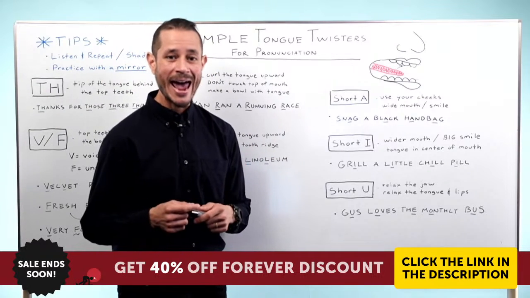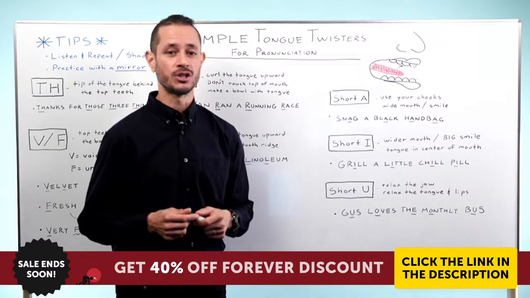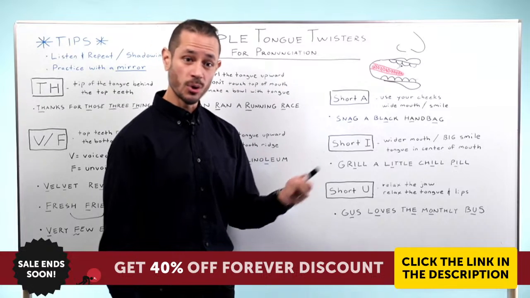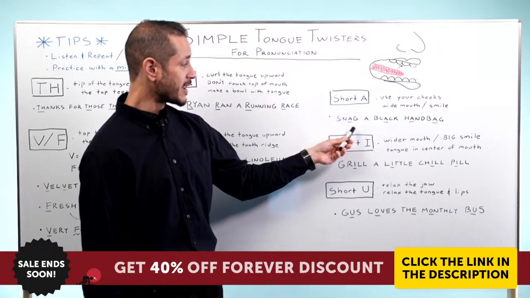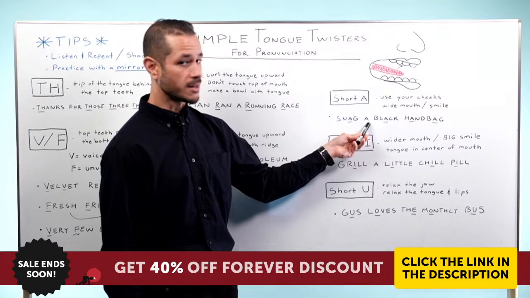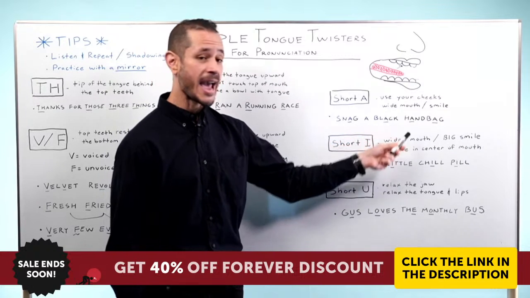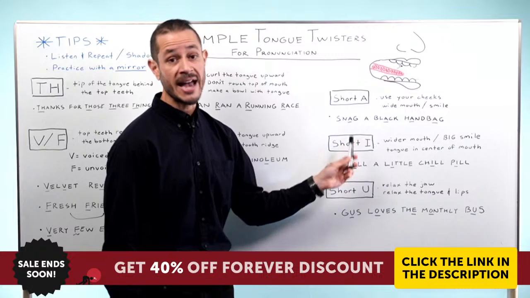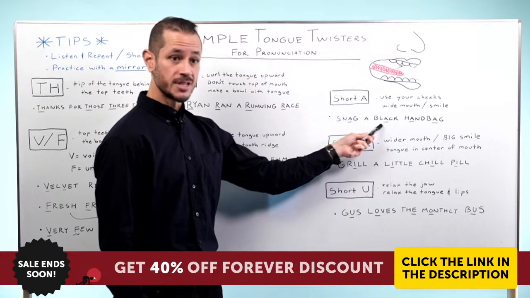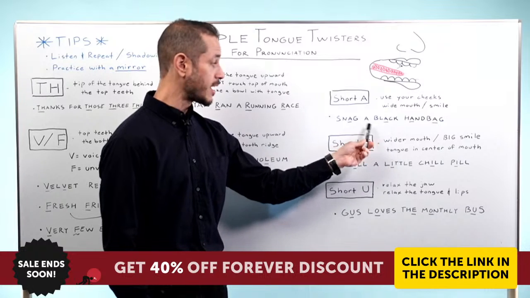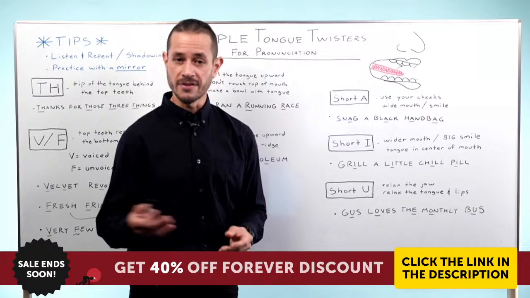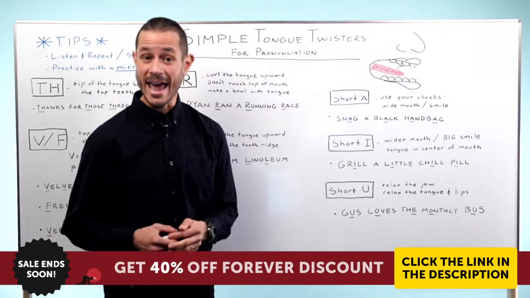So again, think of flexing your cheeks, almost smiling. Our tongue twister for the short A sound is snag a black handbag. Or some people may say snag a black handbag. So same letter, but different pronunciation. Snag a black handbag. Can you think of any other tongue twisters with the short A sound?